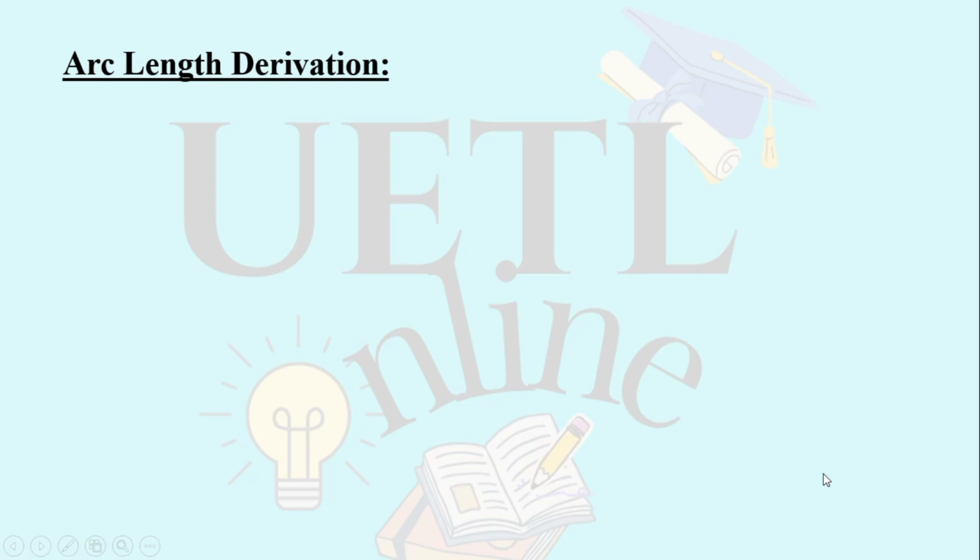Let's start by deriving an equation for the arc length. Let's write out the information we have right now. The first piece of information is the circumference of a circle, which we find using the formula 2 pi r. We also know that 2 pi radians is equal to 360 degrees. This is the information we are going to use to derive our formula.